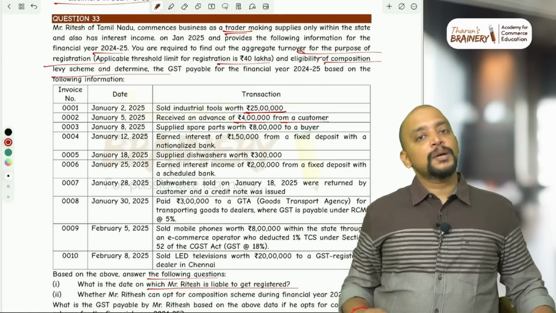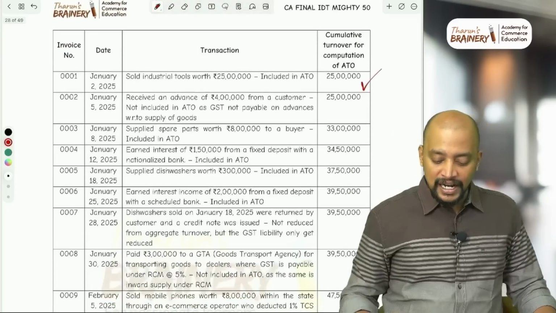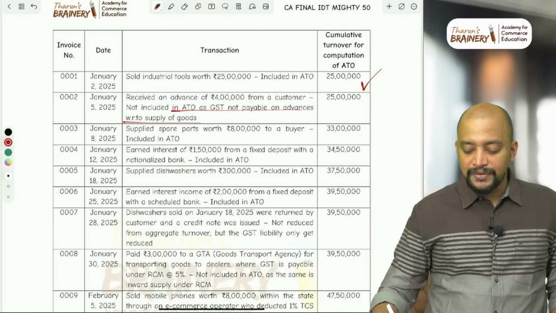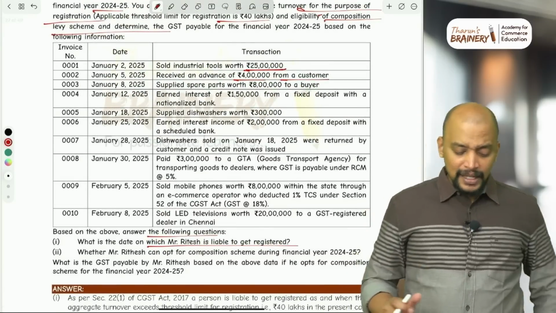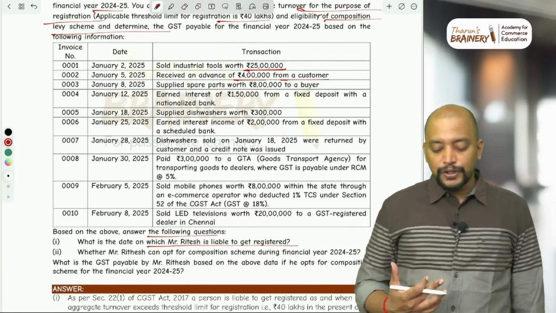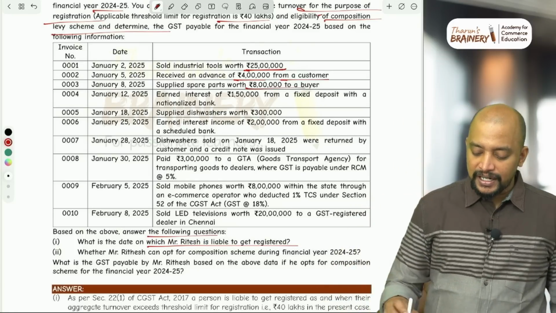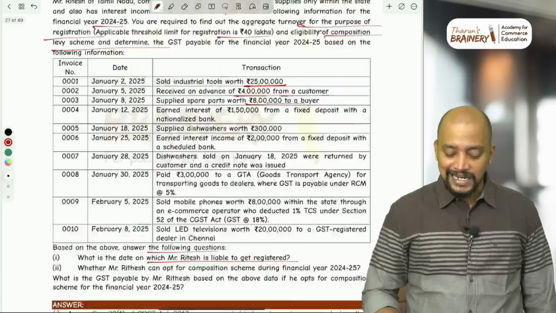As per time of supply provisions, GST is not payable on advances, so it will not be included in aggregate turnover. So the aggregate turnover is still only 25 lakhs. Then supplied spare parts worth rupees 8 lakhs to a buyer. Yes, it will be part of aggregate turnover, so 8 lakhs should be taken. So 25 plus 8, 33 lakhs.